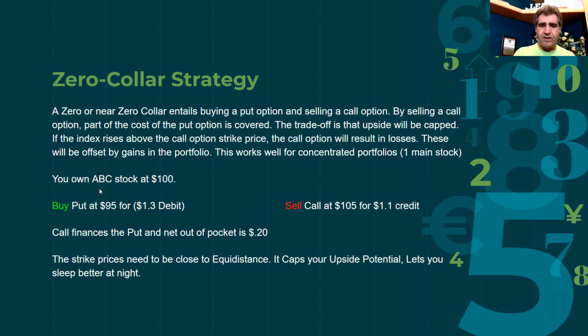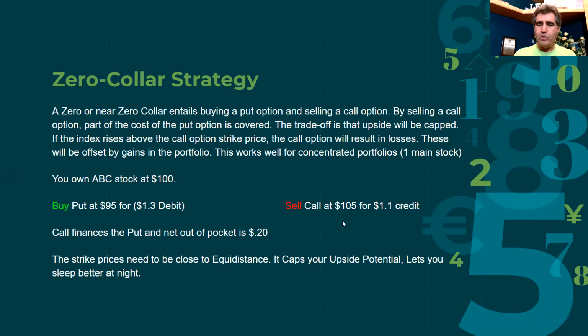So let's say you have an ABC stock at $100. Basically, you go buy a put $5 down. So you're thinking it could move 5% lower, so you want to protect yourself. So you pay $1.30 for this to protect yourself. And you think about it, you say, well, I buy 10 contracts at $1.30. That's 130 times 10 contracts. That's $1,300. That's a lot of money.